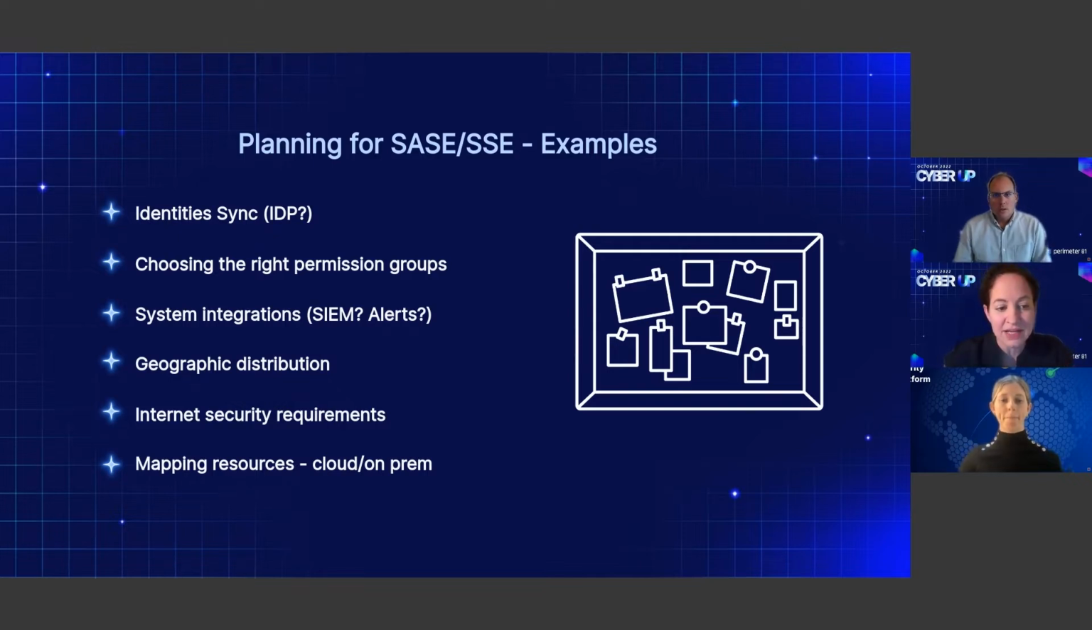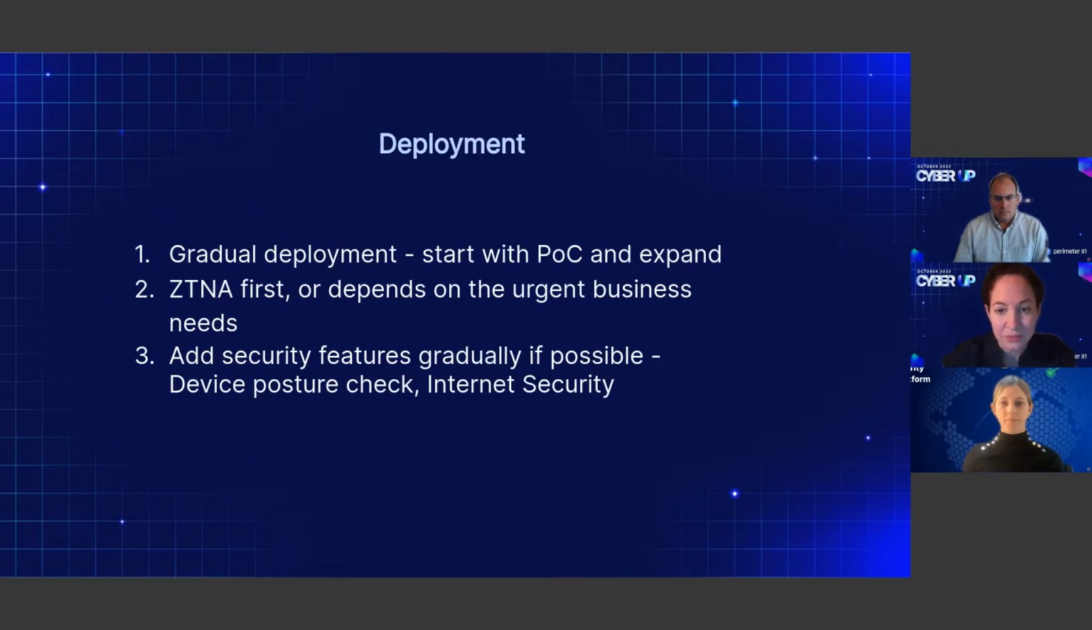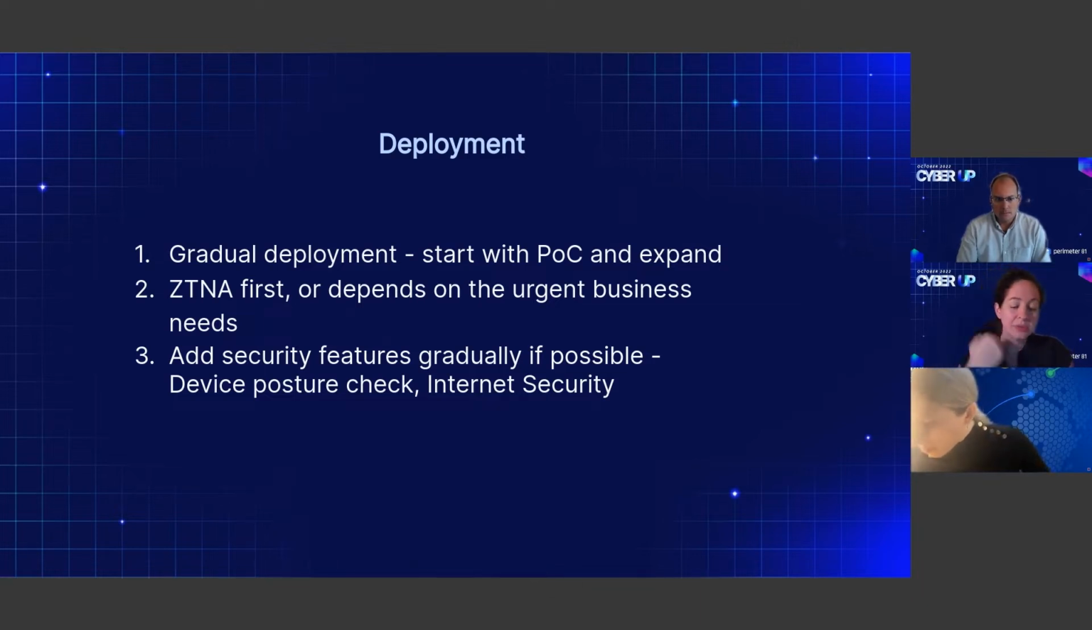Let's talk about the next phase in the actual process of deployment, which is the deployment itself, right? When you decide to turn on the switch and start deploying a SASE or SSE type of product. First of all, a good idea would be to start with gradual deployment. Start with a POC and expand. How do you do that? That's up to you, right? You can decide on a small group, a larger group, a more secluded group. There are many ways to do it, but we do recommend gradually growing the amount of users so that it will be easier for you to manage the migration.